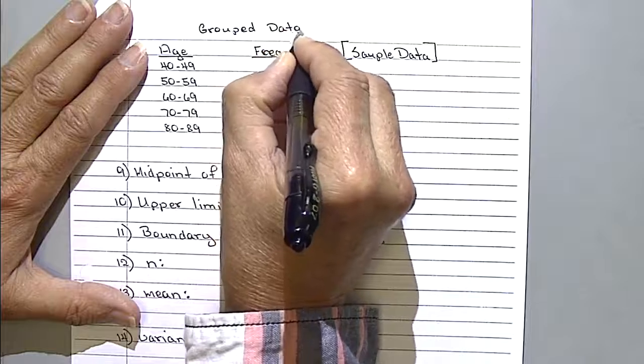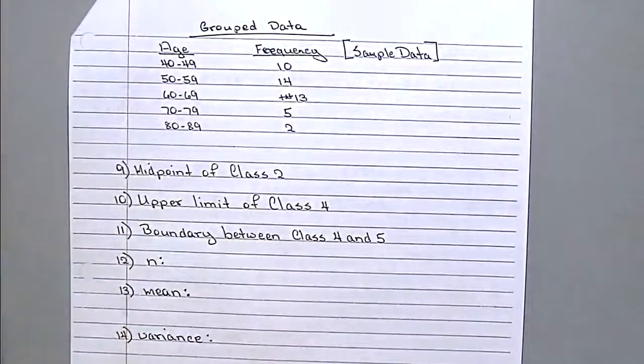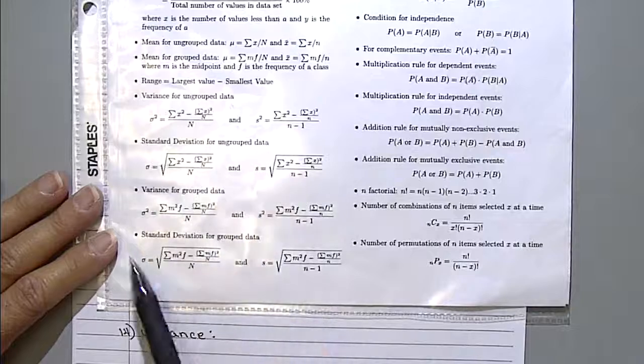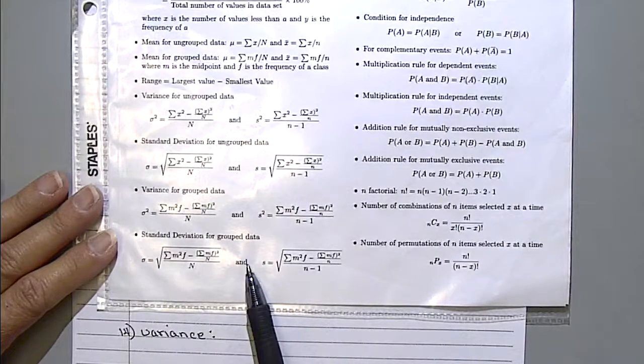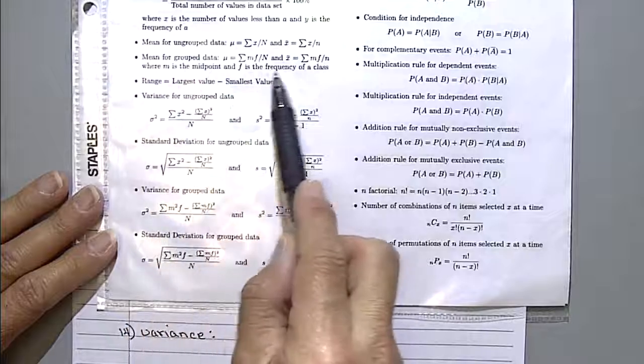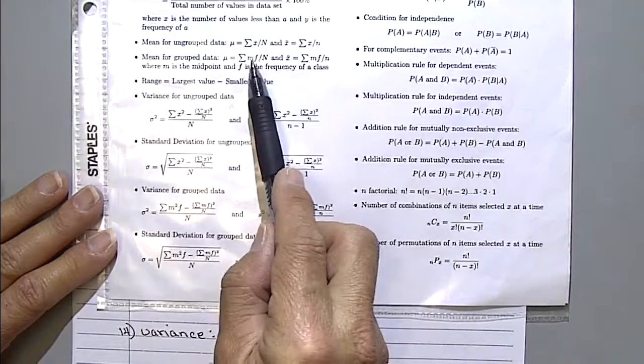So if you're running calculations on grouped data, keep in mind that the formulas you're using have a midpoint and a frequency. Look, variance for grouped data, standard deviation for grouped data. Do you see them down here? Mean, where's the mean for grouped data? Right here. They have a midpoint and a frequency.